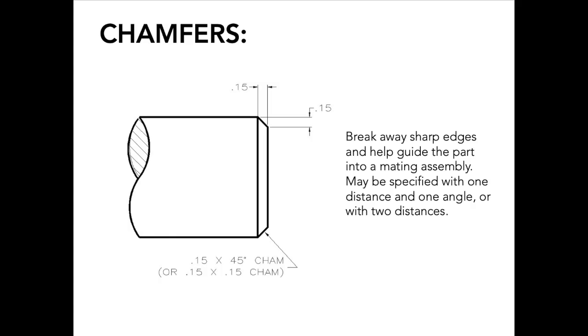You break away sharp edges and help guide the part into a mating assembly. They may be specified with one distance and one angle, or with two distances. So if it's not a 45-degree chamfer, you'll see two different distances given to you, measuring from the 90-degree corner.